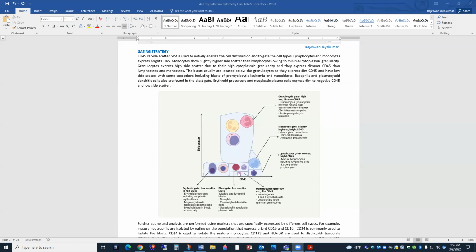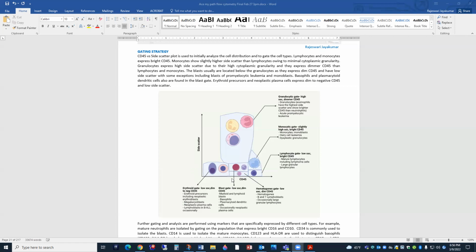And just below the blast gate, sometimes even a good separation is not possible. Very close to the blast gate, we have the hematogones gate, and they have hematogones and sometimes B and T lymphocytes. Many times actually, the B and T lymphocytes can sit here. Not lymphocytes, lymphoblasts. B lymphoblasts sometimes can have such very dim CD45 that you have to include some cells that are negative for CD45 in your gate. And sometimes LGLs can sit here.